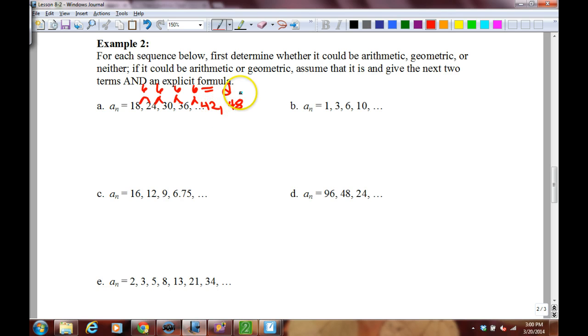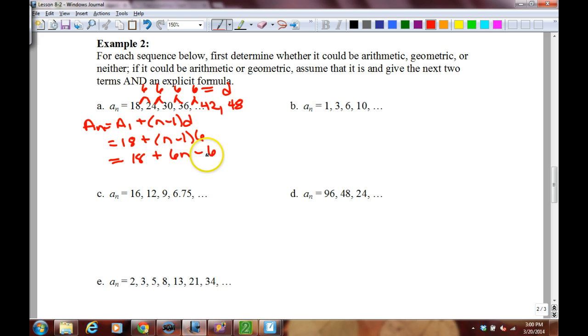And what's the next one? 48. Okay? So now I need to put into my formula a sub n equals a sub 1 plus n minus 1 times d to find my explicit formula. What's my a sub 1 in this case? 18. And we're going to distribute that 6. So I have 18 plus 6n minus 6. So 12. Yep, 12 plus 6n.